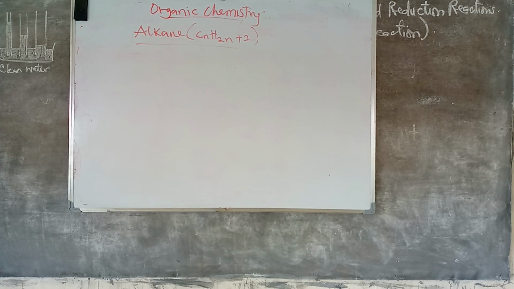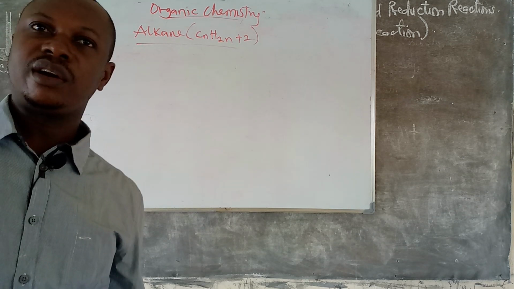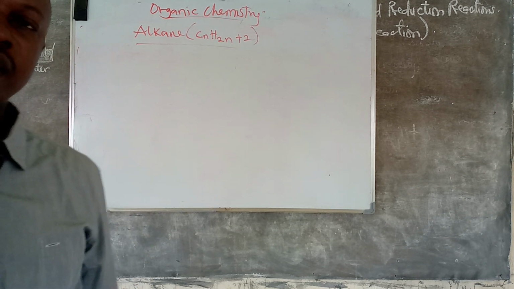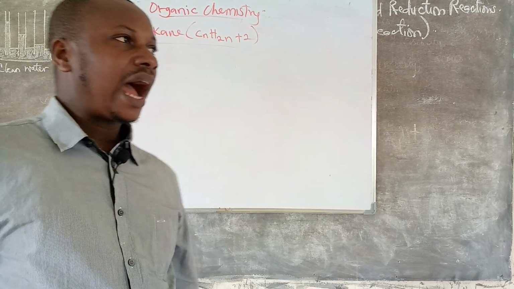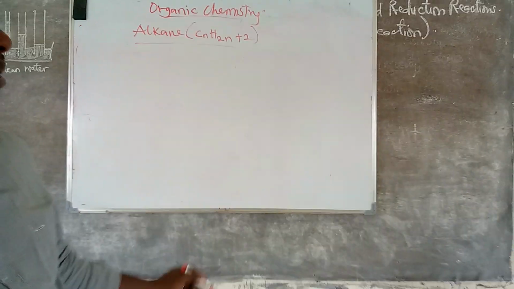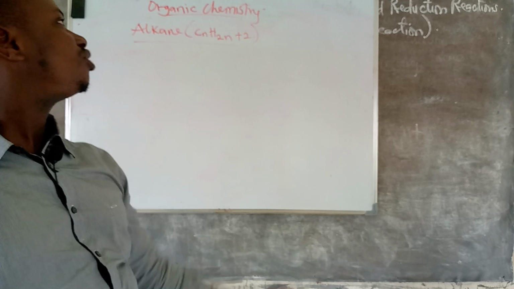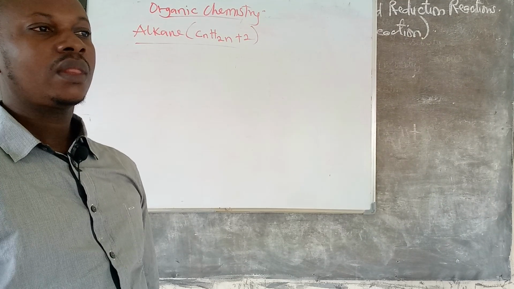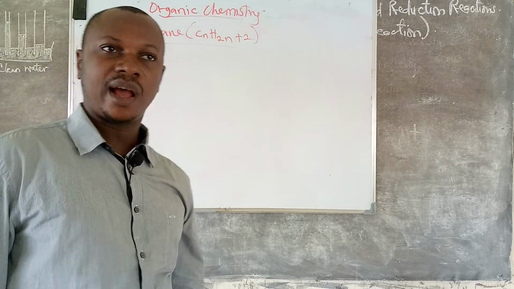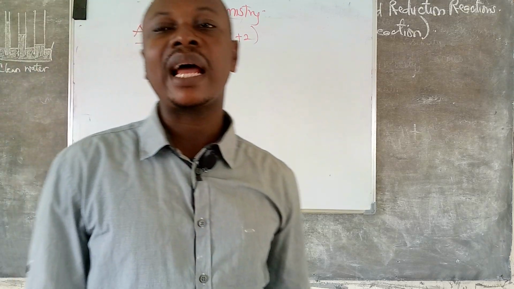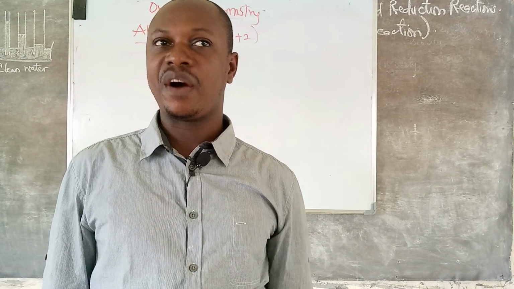Alkane homologous series, alkane group. The first homologous series, or the first family of a homologous series we are discussing today, is alkane. And the general molecular formula of alkane is CnH2n+2. That is their general formula, and it is from this formula that we derive the whole members of alkane.